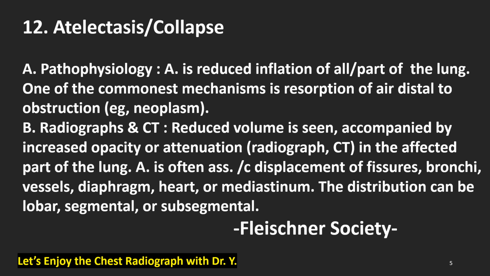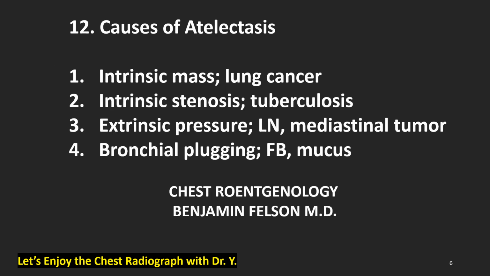Atelectasis is often associated with displacement of fissures, bronchi, vessels, diaphragm, heart, or mediastinum. The distribution can be lobar, segmental, or subsegmental. Fleischner Society. Causes of atelectasis: obstruction of a lower bronchus, where the collapse may occur in many dissimilar conditions. First, intrinsic mass, such as lung cancer. This is most important. Second, intrinsic stenosis, such as tuberculosis. Third, extrinsic pressure, such as lymph node enlargement or mediastinal tumor. Fourth, bronchial plugging, such as foreign body or mucus. Chest Roentgenology, Benjamin Felson.